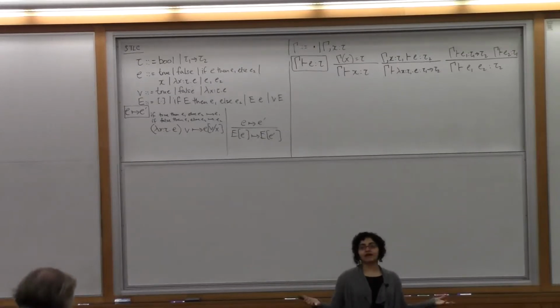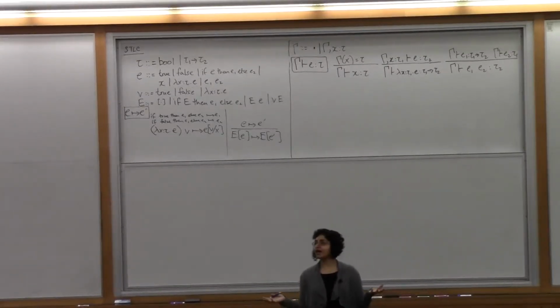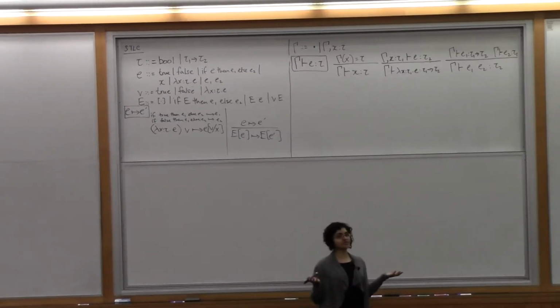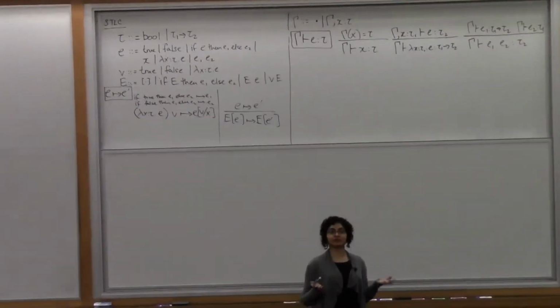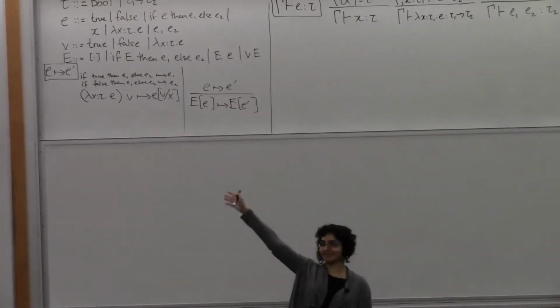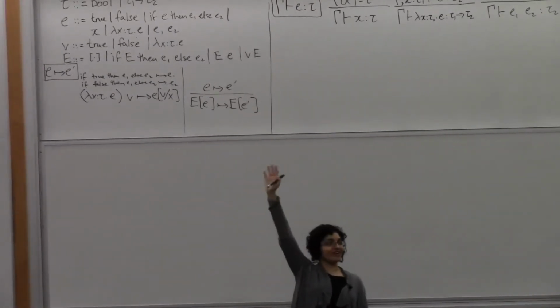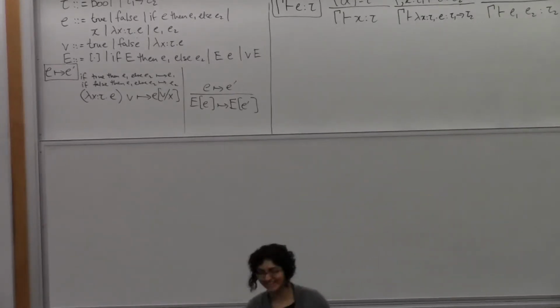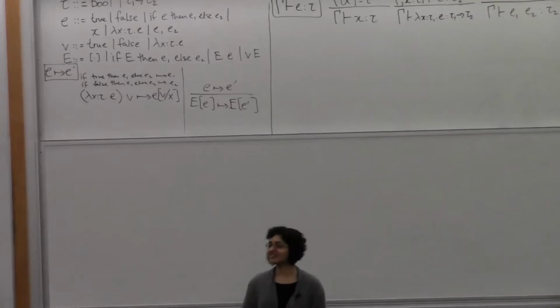So I assume that everyone here has done a proof of type soundness or type safety for the simply typed lambda calculus using progress and preservation? Yes? Yes? You better all have more hands. Oh, okay, right, of course. Sorry, I walked in late.